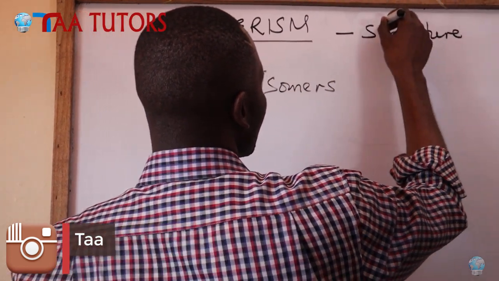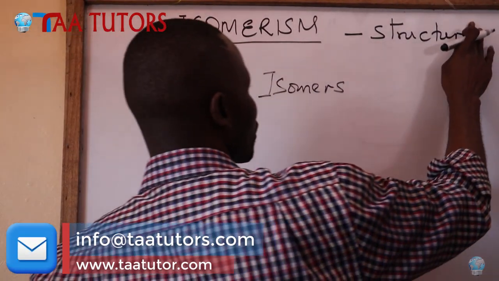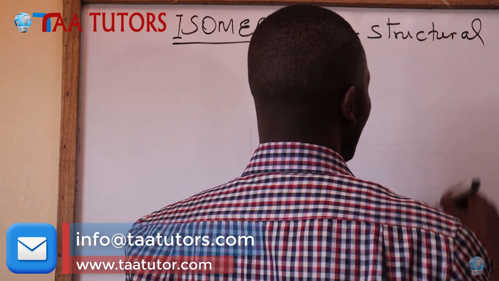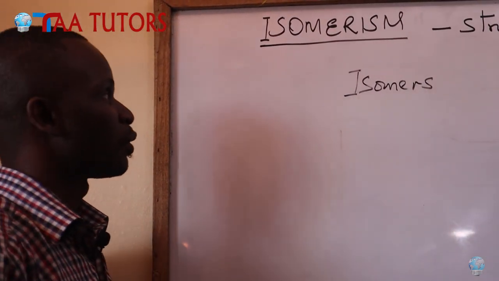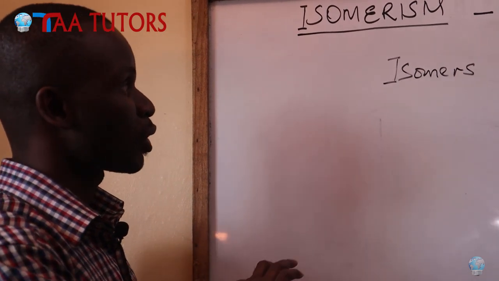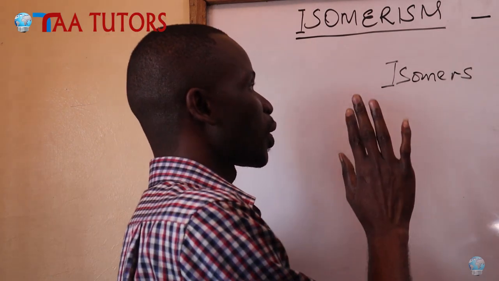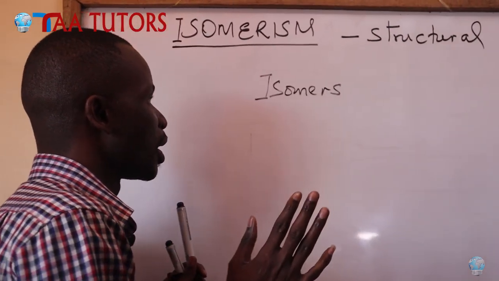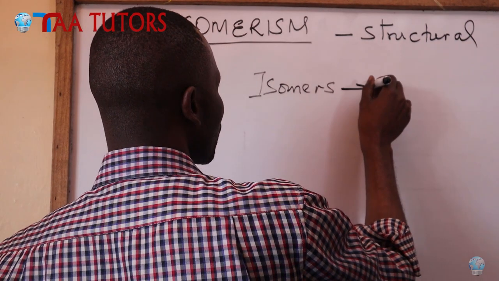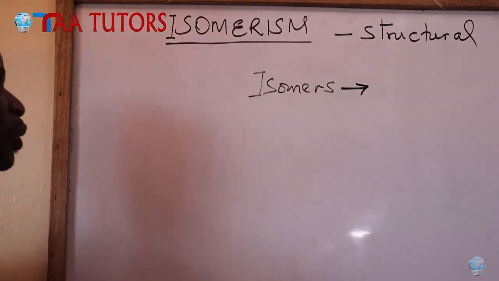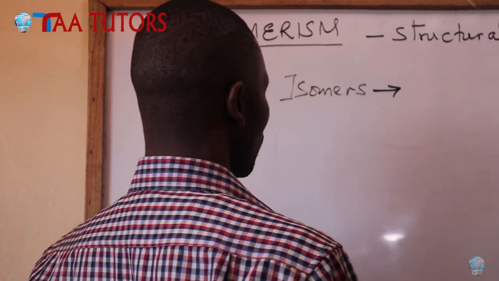Structural isomerism. Remember, we have other types of isomerism, which we look at later on when you go to higher studies. We have geometric isomerism and also structural isomerism. But geometric is not part of our lessons. We are dealing with structural isomerism, meaning the structures. Now, let me start by explaining what isomers are. Isomers are compounds or molecules with the same molecular formula, but different structural formulas.